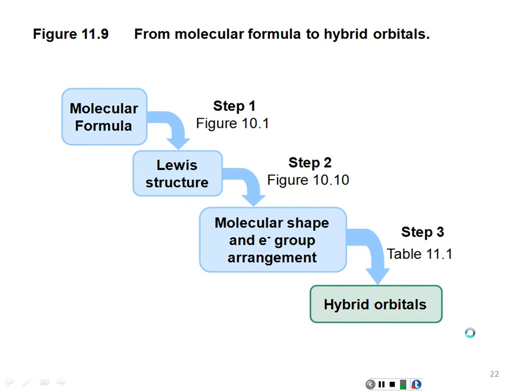And this is a continuation of a figure we showed in chapter 10, steps to get molecular shape. You start with the molecular formula, then you follow the steps to get the Lewis structure. From the Lewis structure, you can get a molecular shape and electron group arrangements. And finally, the last step, you use a table like we just showed in the previous 2 slides, and you determine the hybridization of an atom in that molecule.